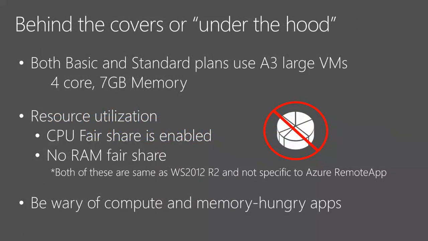What's under the covers? What's powering all this? Well, on our basic and our standard plans, it's both a 4-core, 7-gig A3 large VM. CPU fair share is enabled. There is no RAM fair share concept. So these are all the same things that come in Windows Server 2012 R2 and not specific to Azure RemoteApp. So going back, when you talk about those application requirements on a shared server, you want to be wary of those compute and memory hungry applications because they're going to starve the other users on that. You might not get the greatest experience on that.